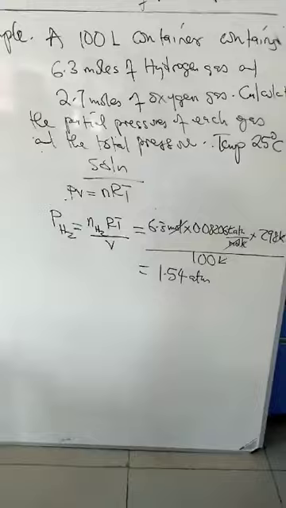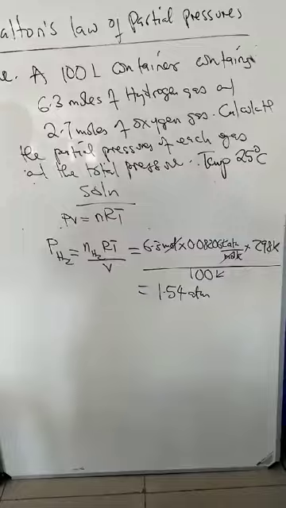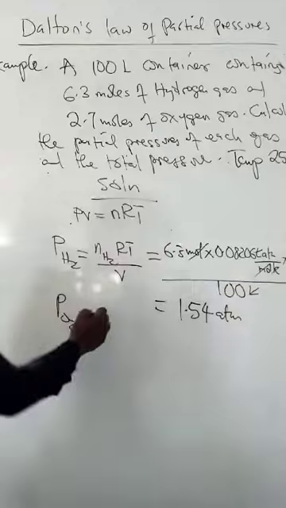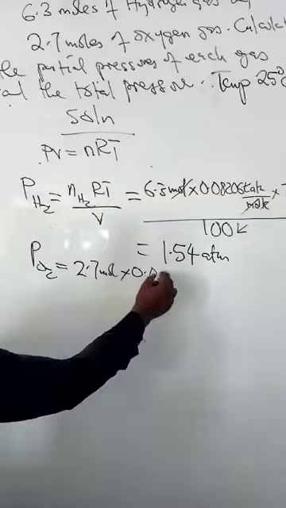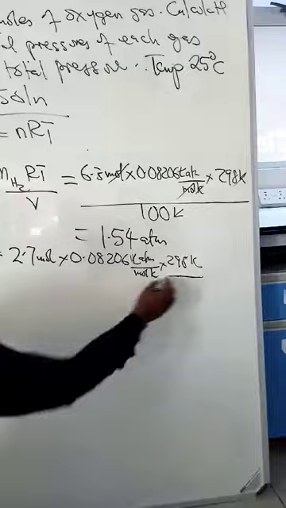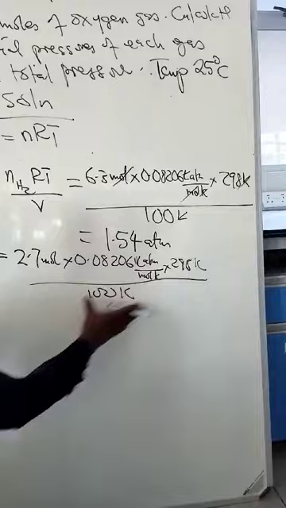Then now we need to calculate the partial pressure of oxygen. So we do the same: partial pressure of oxygen, number of moles of oxygen, which is 2.7. So we have 2.7 times 0.08206 liter atmosphere per Kelvin mole times 298 K, over 100 liters. So you can see this part is constant. What is changing is simply the number of moles.